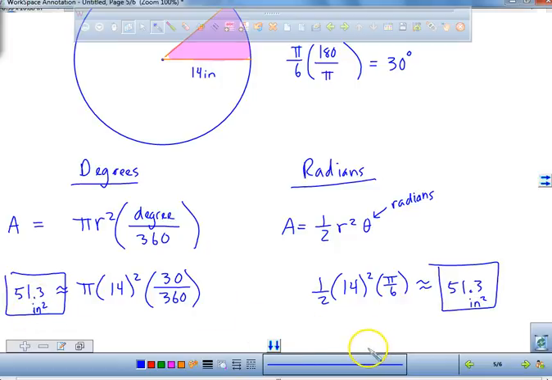You have the rest of these to do on your own. You're either finding arc length, angular speed, linear speed, or the area of a sector. Those are all the formulas you should have. So solve the rest of it on your own.